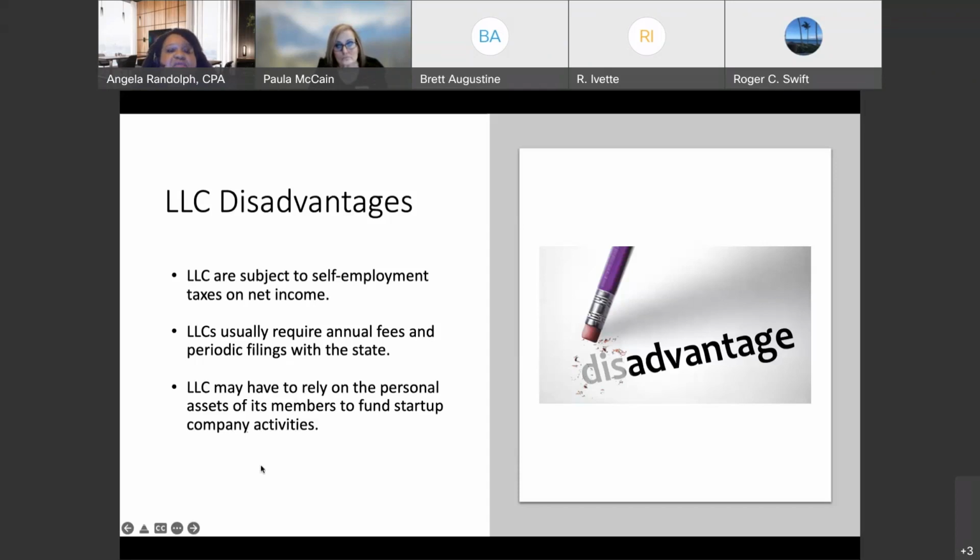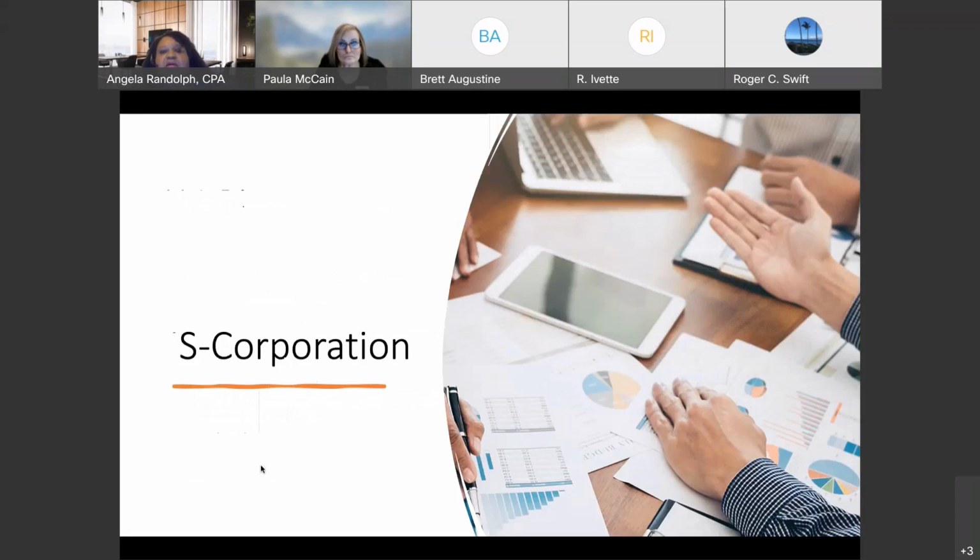LLCs may have to rely on personal assets of its members to fund startup company activities, and that's generally the same for sole proprietorships as well. You know, it definitely takes money to start a business, and a lot of people are bootstrapping. They may be working full time and have their business on the side. So it's just the nature of running a small business. You may have to fund some portion of it, if not all of it, until you're able to make money to invest back into the business. And the profits are taxable whether distributed or not. That's just how the IRS does it.